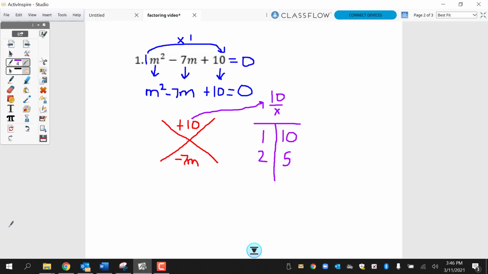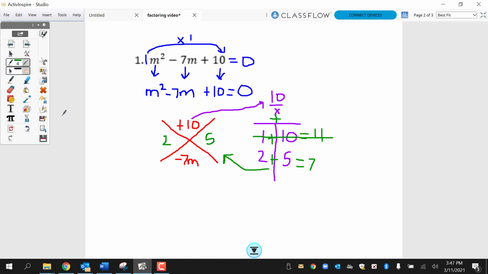So now I need to decide, how do I know which pair to pick? Well, the 10 on top was positive, so I'm adding my numbers together. And I want them to add up to a 7. 1 plus 10 is 11, not a 7, so I do not pick this pair. 2 plus 5 is 7. I pick this pair. I put the numbers in the sides. So I have a 2 and a 5.